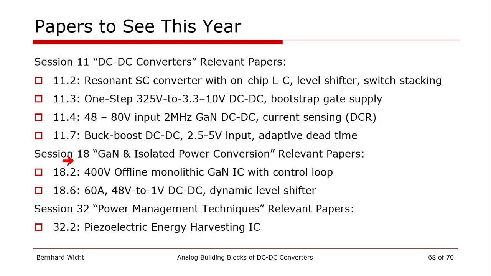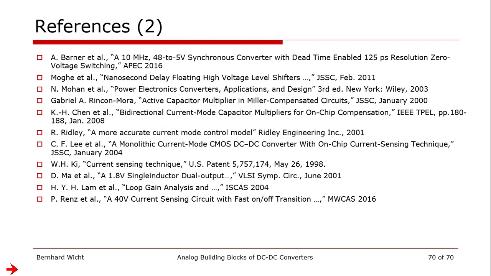Session 18 on Tuesday in the afternoon is GaN and isolated power. There's one design which is not in silicon, which is purely in gallium nitride. And that's actually also a design of my group, which addresses a 400 volts offline converter, including the control loop. Then we have a high power converter with a dynamic level shifter. And finally, there's session 32 on Wednesday, which has, among others, interesting piezoelectric energy harvesting. There are some references, and that concludes my talk.